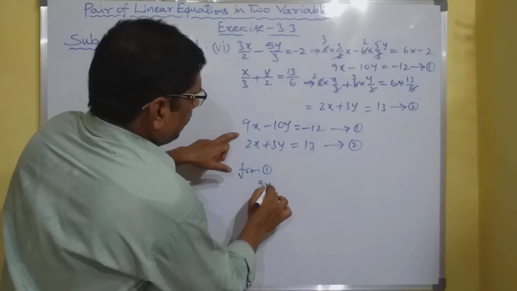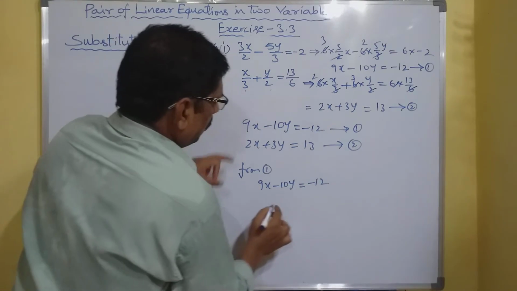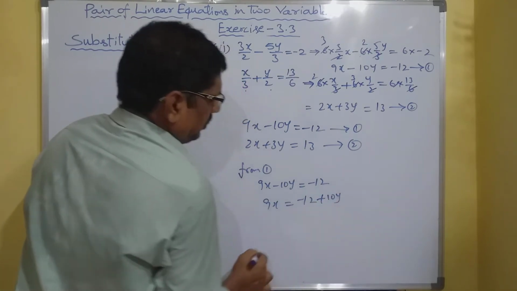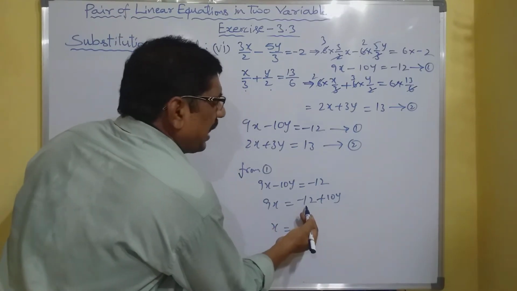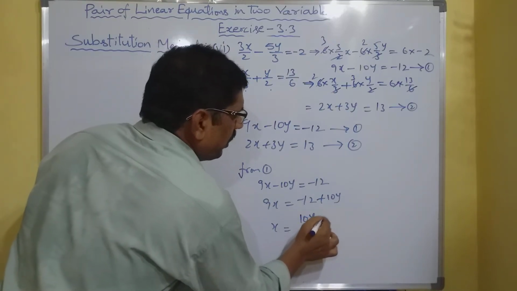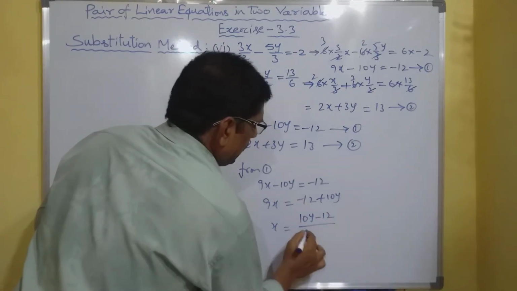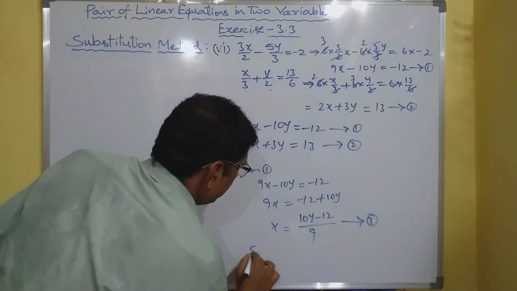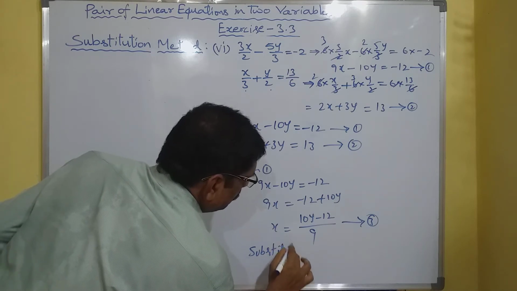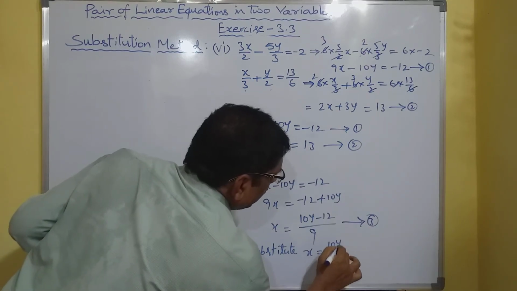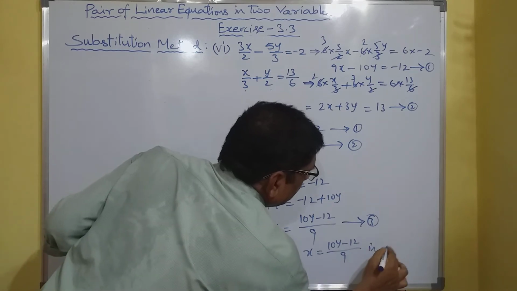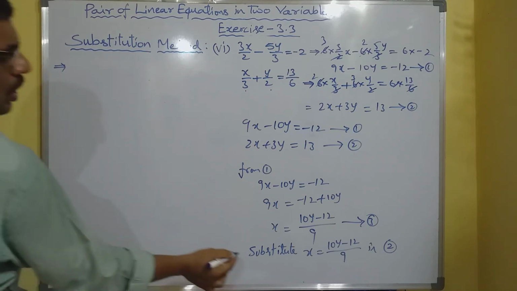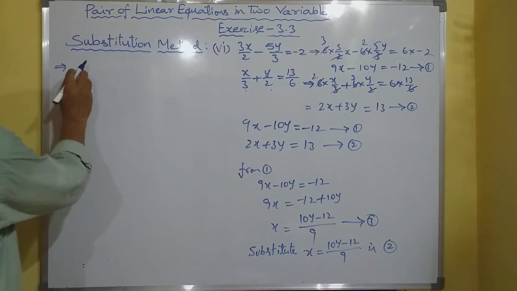Now, from 1, 9x minus 10y is equal to minus 12. Then 9x is equal to minus 12 plus 10y. If you take minus 10y to that side, then x is equal to minus 12 plus 10y, which can be written as 10y minus 12, all by 9. Let us call this 3. Substitute x is equal to 10y minus 12 by 9 in equation 2. So let us continue here. The next step is this one.